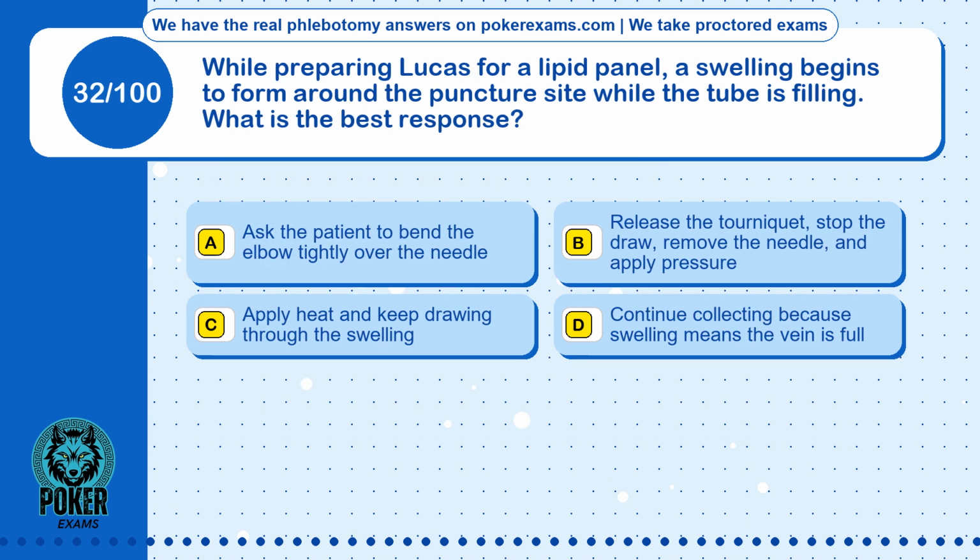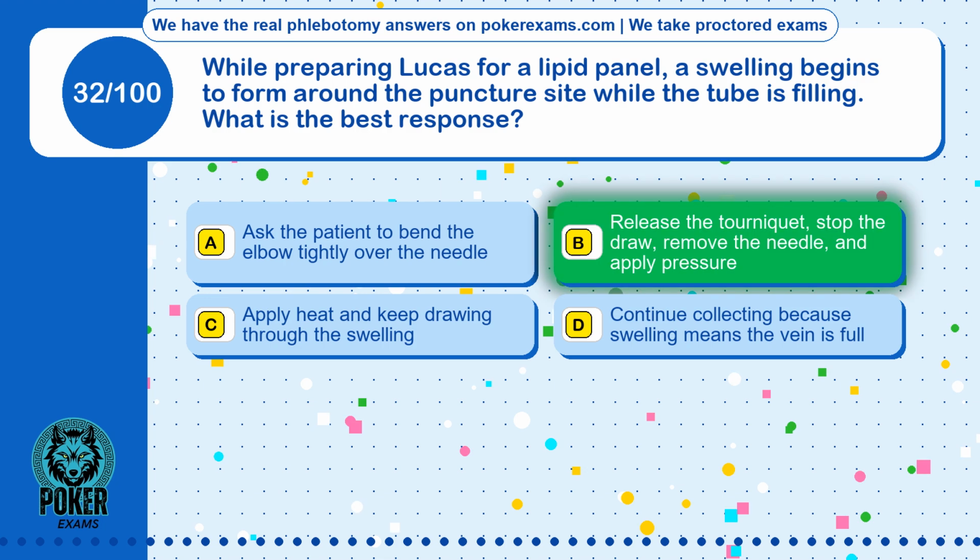Question 32. While preparing Lucas for a lipid panel, a swelling begins to form around the puncture site while the tube is filling. What is the best response? Option A. Ask the patient to bend the elbow tightly over the needle. Option B. Release the tourniquet, stop the draw, remove the needle, and apply pressure. Option C. Apply heat and keep drawing through the swelling. Option D. Continue collecting because swelling means the vein is full.